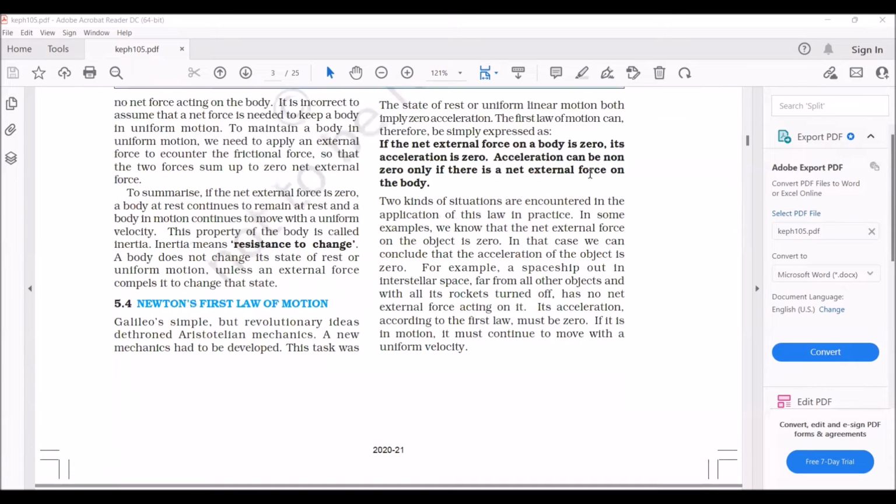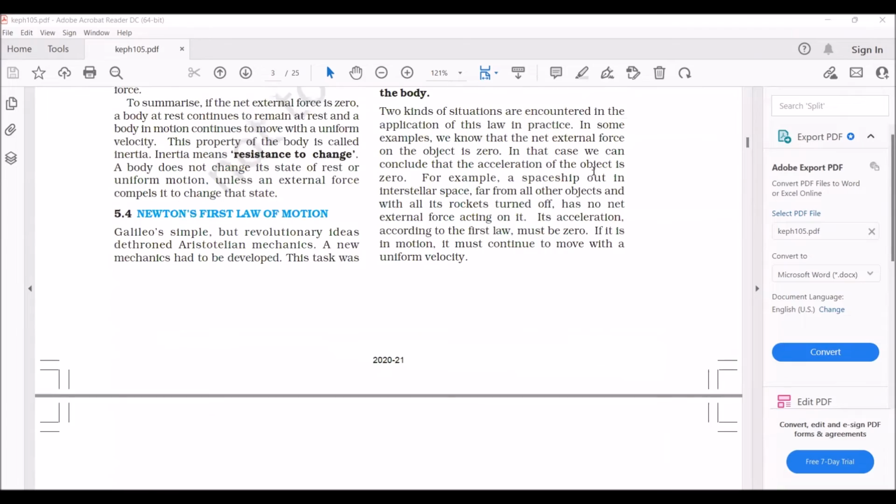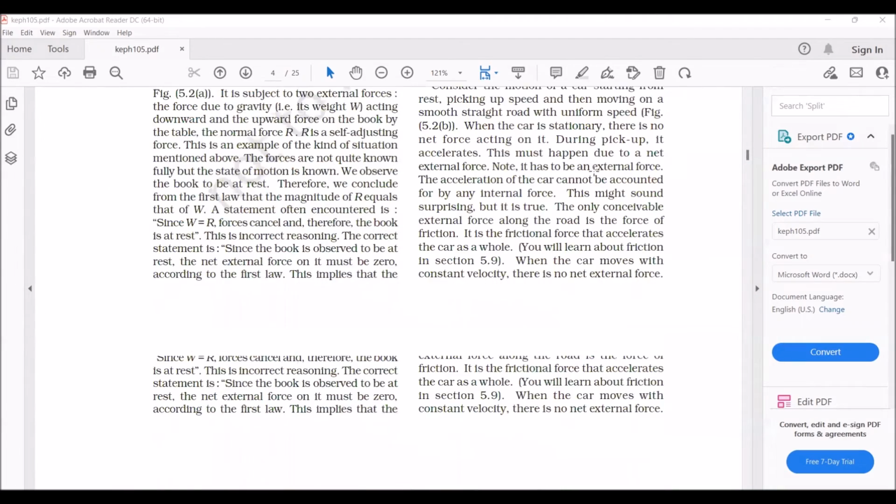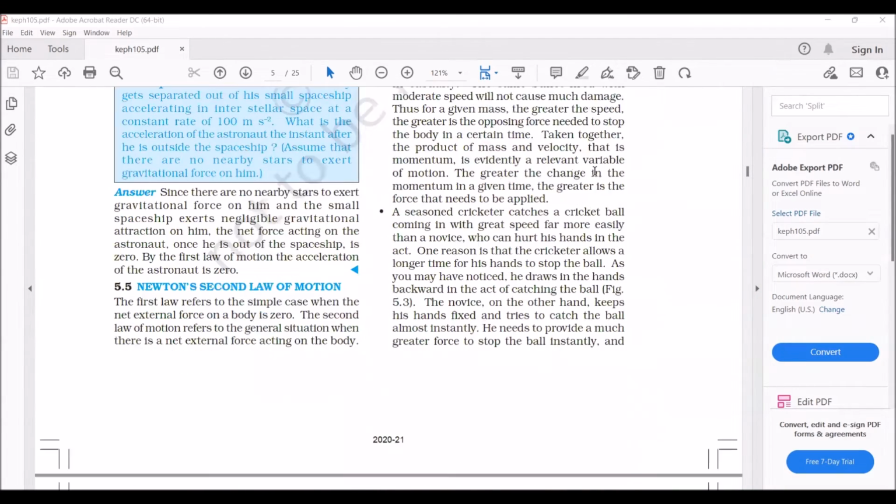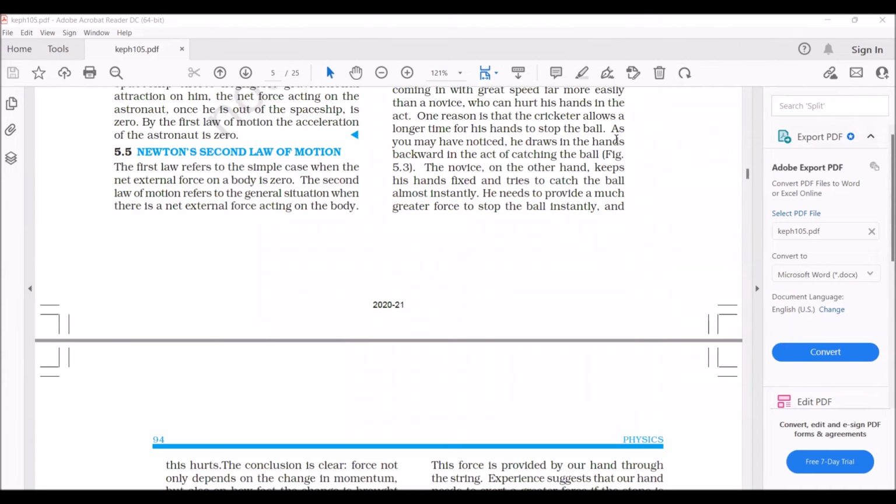In Newton's second law of motion, when the object is at rest, some force is required to move it. If we take that force as F, and the acceleration with which it moves as a, then F is directly proportional to a. So F is equal to ma. This is Newton's second law.